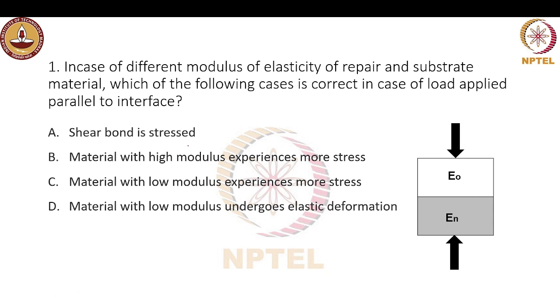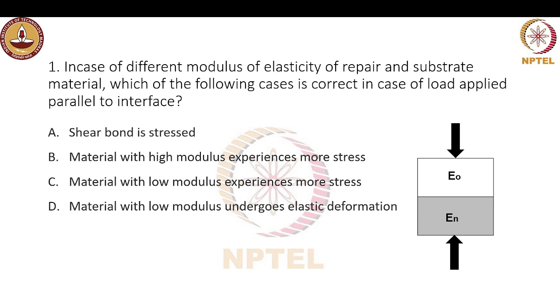First, the shear bond between these two materials is stressed. Second, the material with high modulus experiences more stress. Third, the material with low modulus experiences more stress. And last, the material with low modulus undergoes elastic deformation. What do you think is the correct answer? Option B and D should be right.